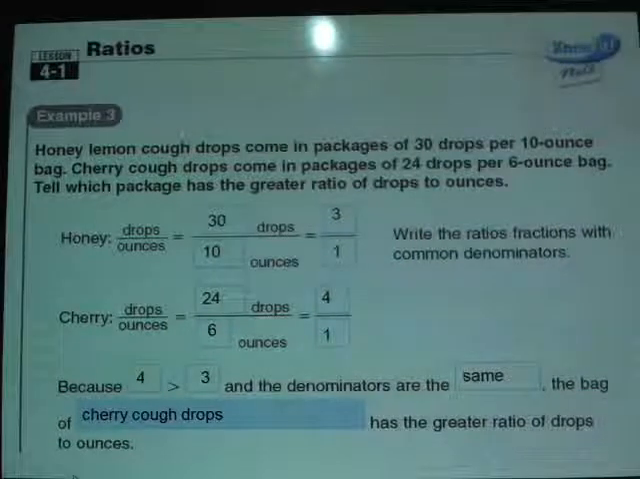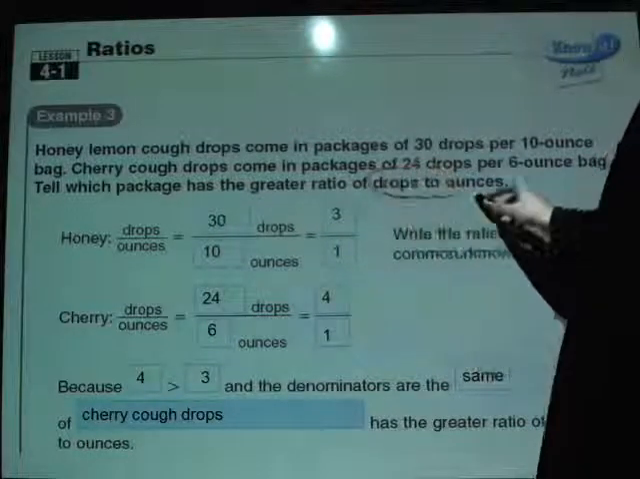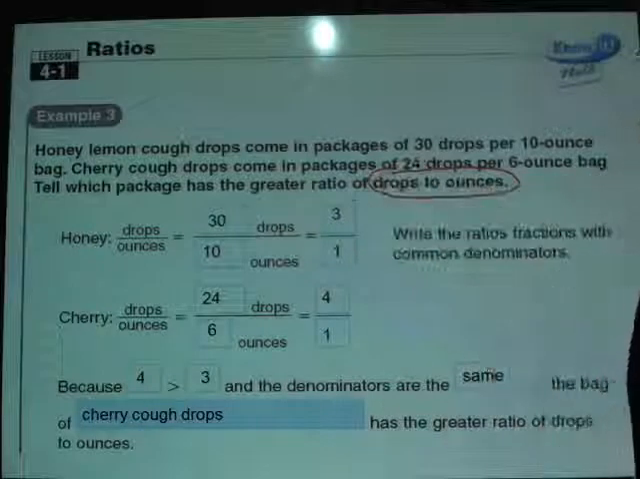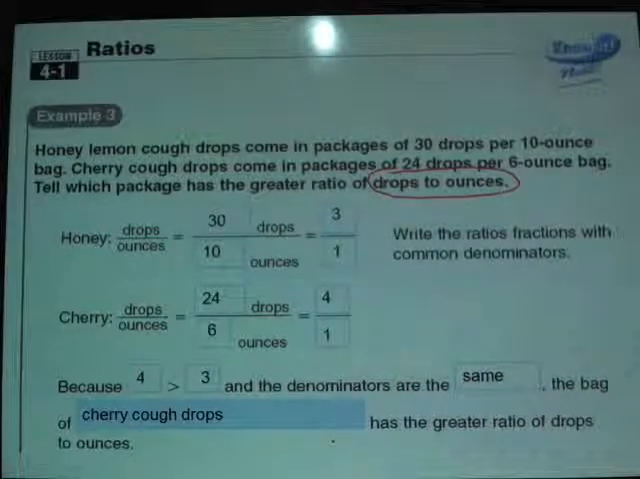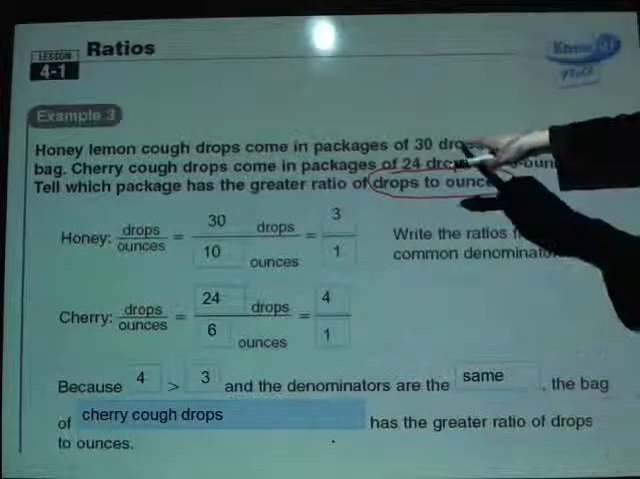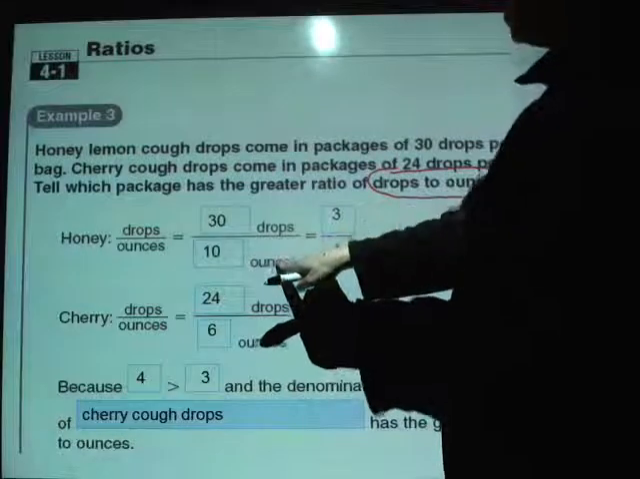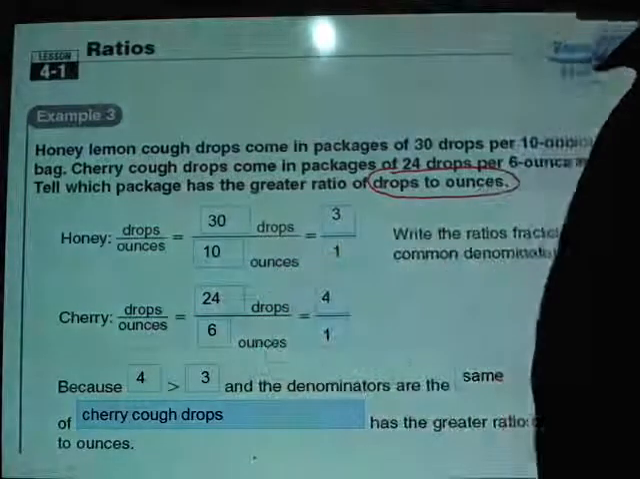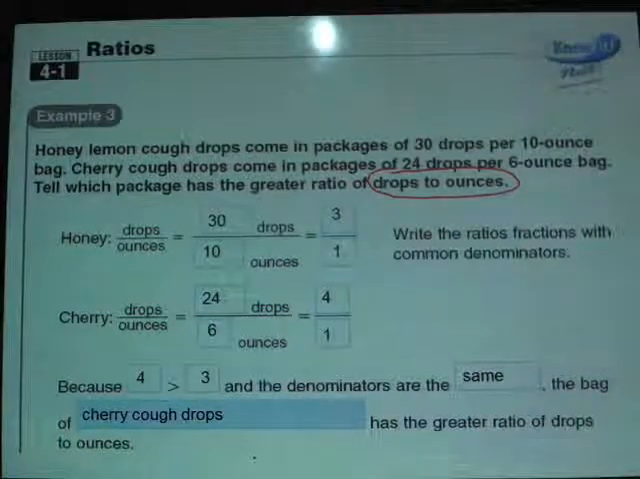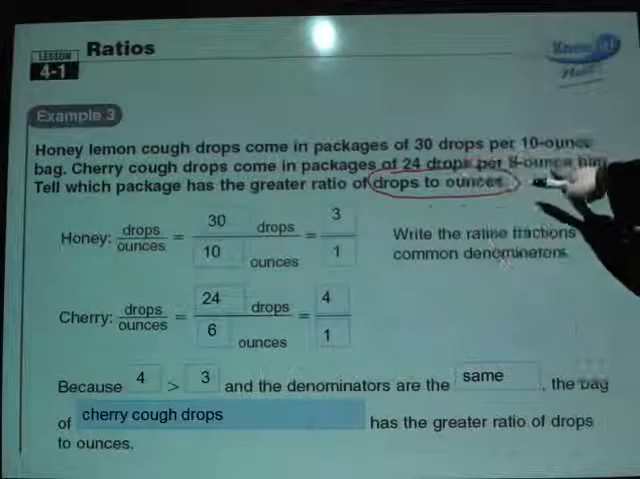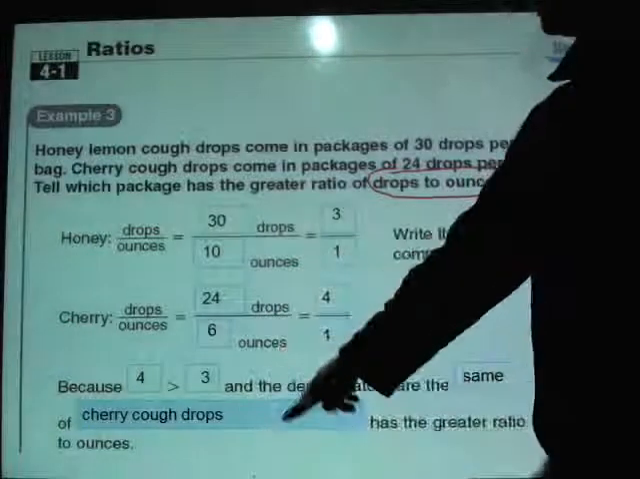So they write 2 ratios that compare drops to ounces. Why? Well, because the last sentence here says they want me to compare drops to ounces. So in the first sentence, it says that the honey lemon package is 30 drops per 10 ounces. So that's why the fraction is written as 30 drops over 10 ounces. In the second sentence, it says for the cherry cough drops that they're 24 drops per 6 ounces. So that's why the fraction is written as 24 over 6.